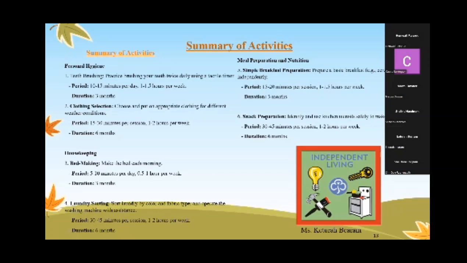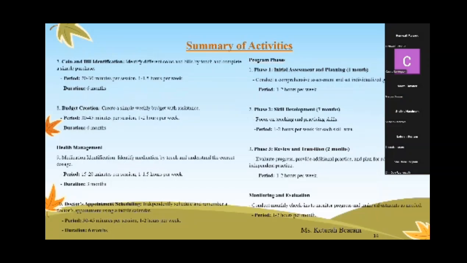Coin and bill identification. Identify different coins and bills by touch and complete a simple purchase. The period will be for 20 to 30 minutes per session, 1 to 1.5 hours per week. The duration will be for 6 months.